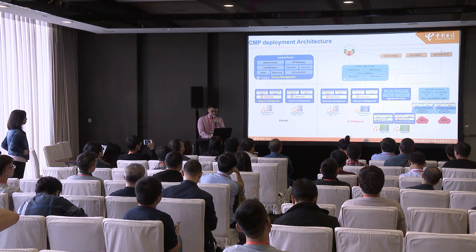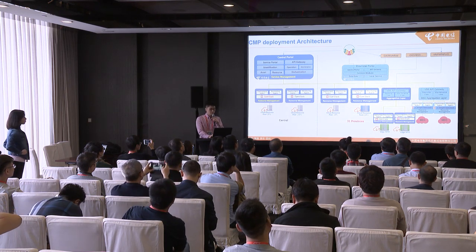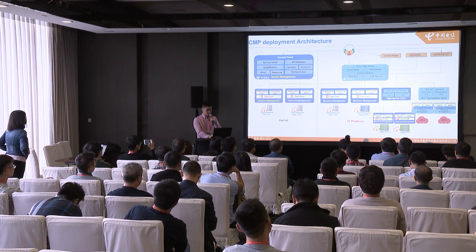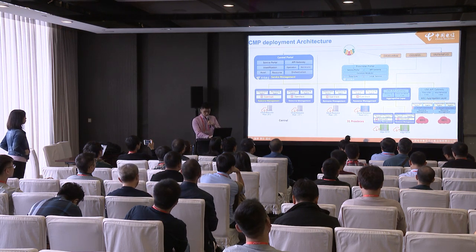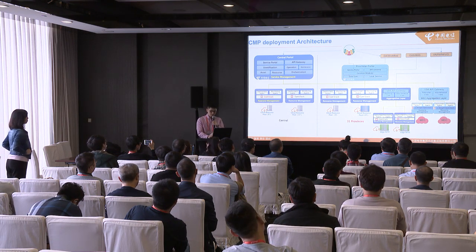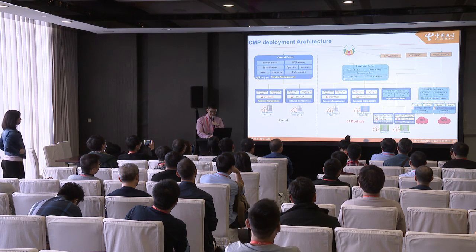The third layer is the city level DCs plus the edge nodes. In order to manage those resources, the CMP has an additional aggregation layer, which we can see just on the right there, I believe. This is to enhance the ability of unified management at the provincial capital level.